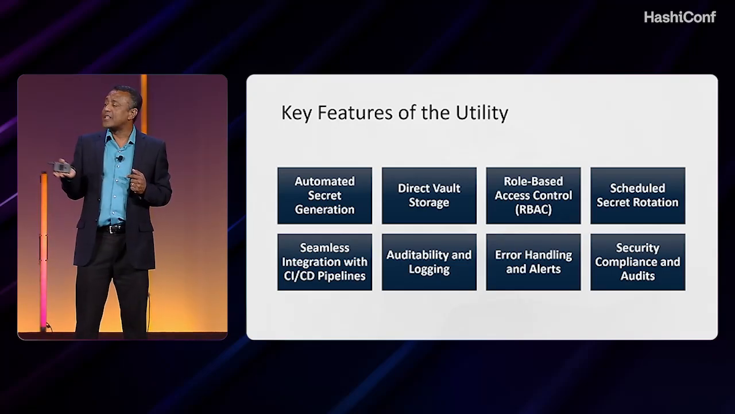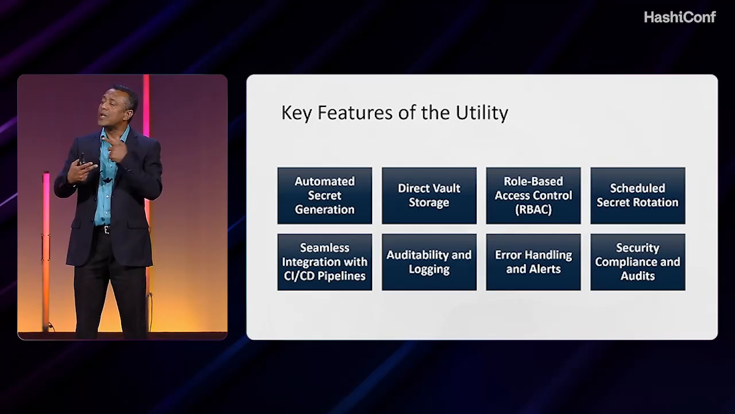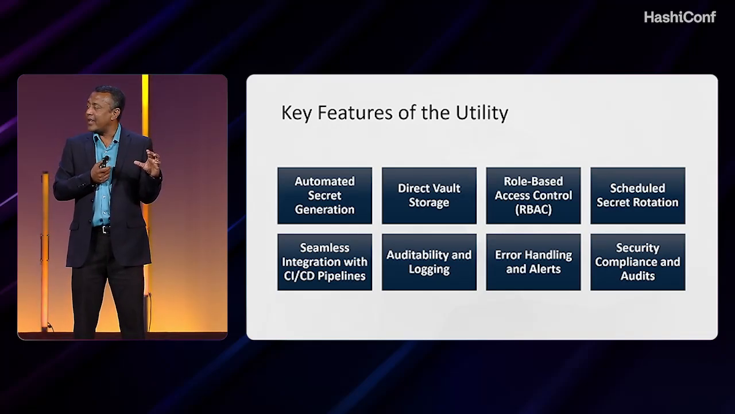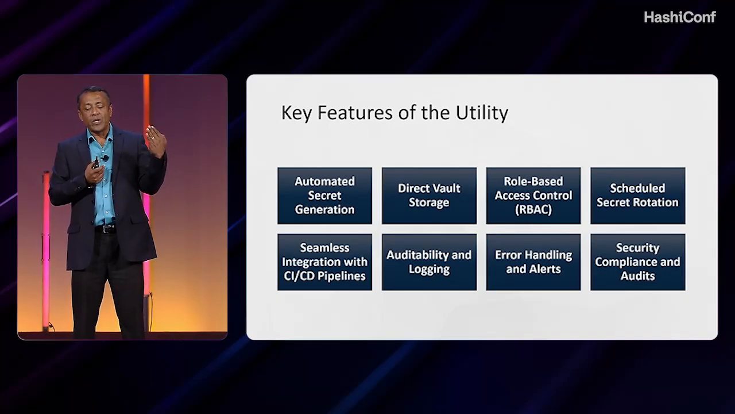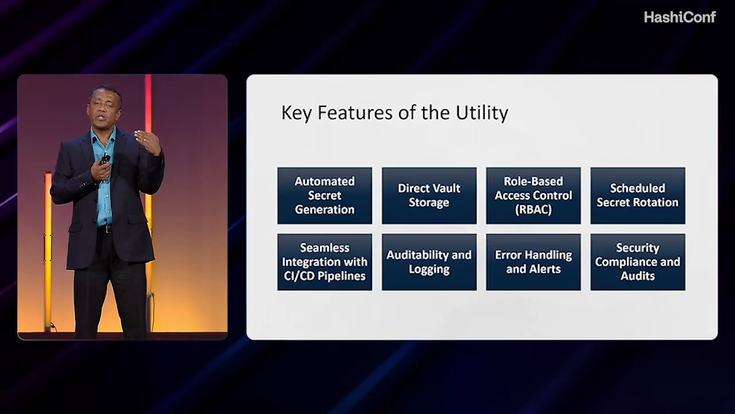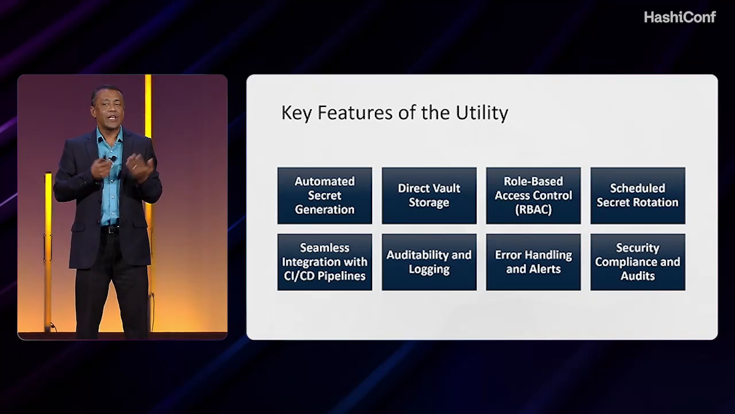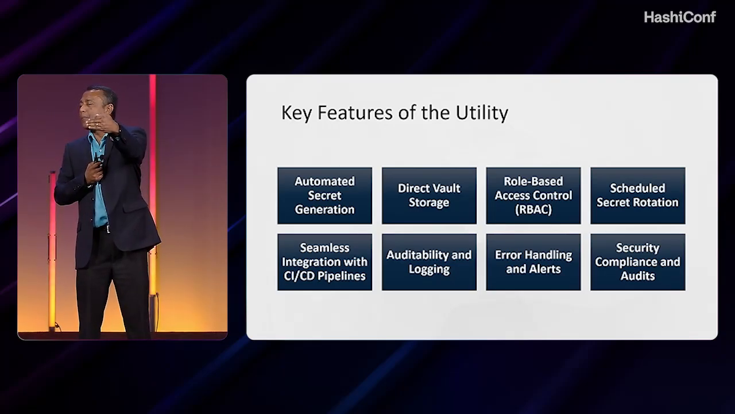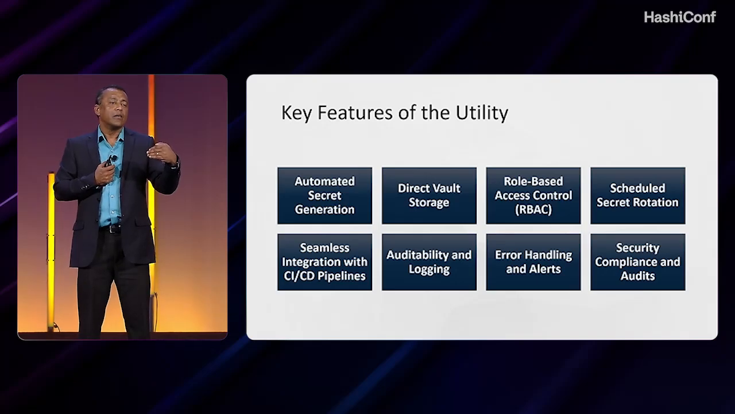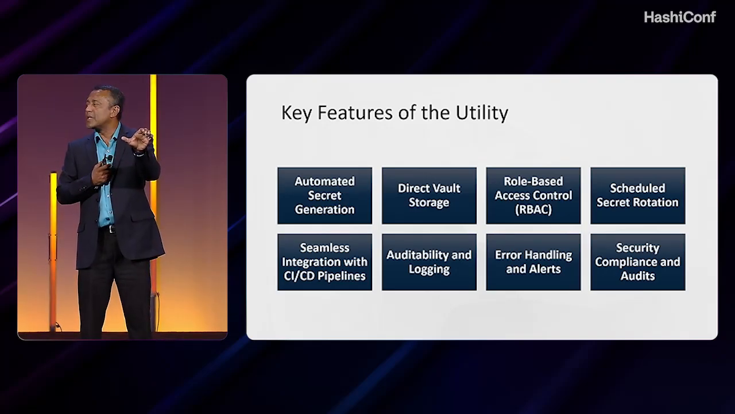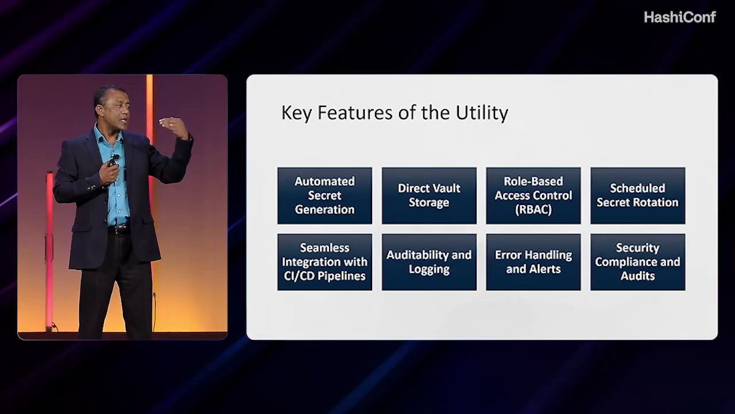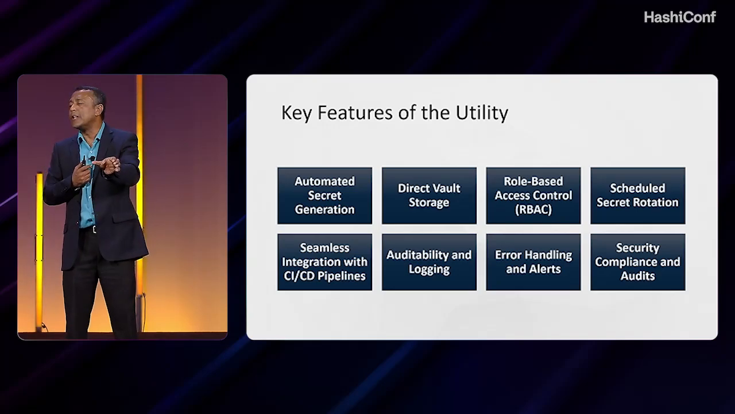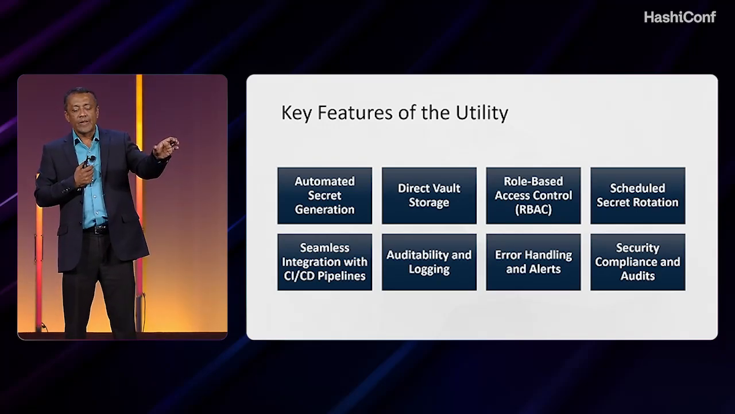And then there is scheduled secret rotation. This utility can also rotate the secrets on a schedule. Another thing I wanted to mention, which is very important in this area: if you have a utility, it can be integrated with your CI/CD pipeline, meaning the utility can run inside a step of a pipeline. Whenever you're deploying an application with CI/CD, whether you're using Jenkins, Harness, UCD, or whatever tools you use for deployment, you can add this utility as one of the steps.